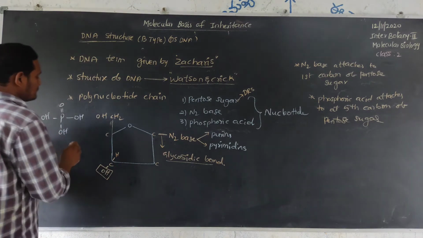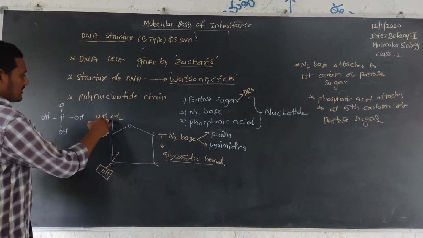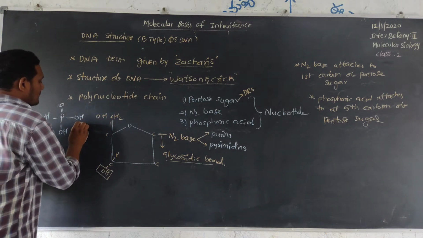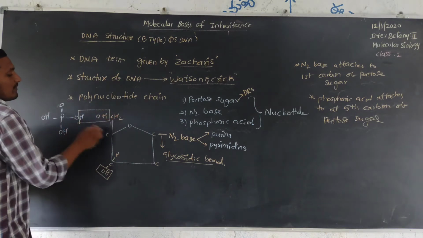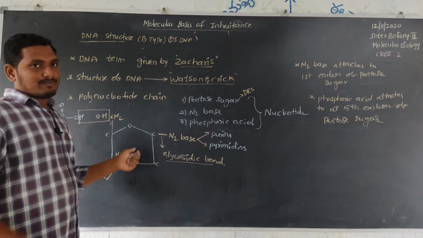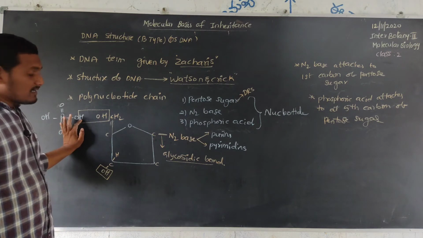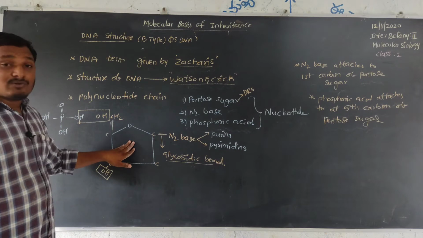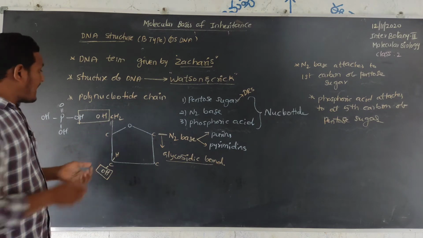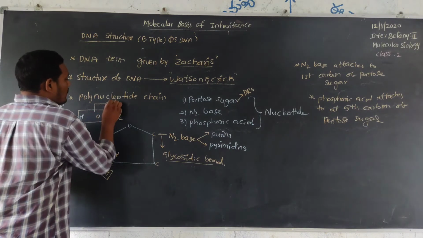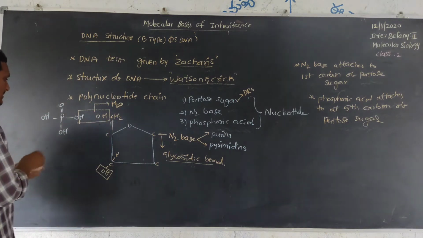Next, phosphoric acid is connected with the pentose sugar by the fifth carbon. This is the fifth carbon. Here the hydrogen of phosphoric acid attaches with the hydroxyl group of the pentose sugar at the fifth carbon and releases a water molecule.